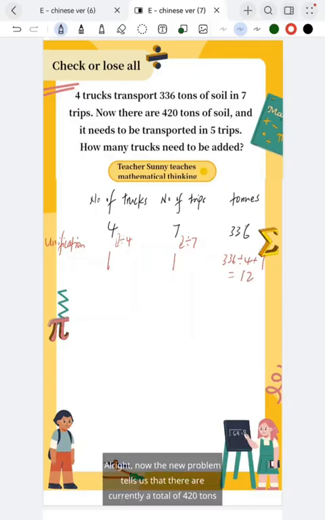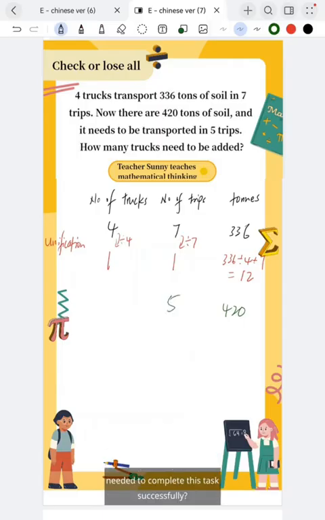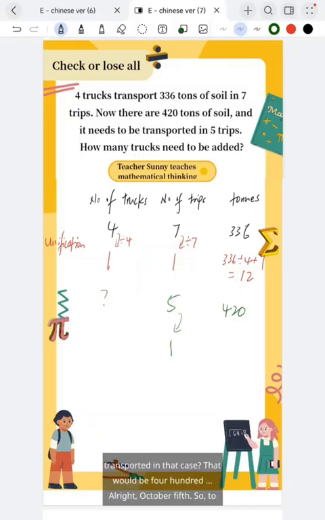Alright, now the new problem tells us that there are currently a total of 420 tons of sand present, and all of it needs to be transported in 5 trips. How many trucks are needed to complete this task? Okay, first, let's standardize this. If we combine these 5 trips into one single trip, how much sand would be transported in that case? That would be 420, divided by 5.